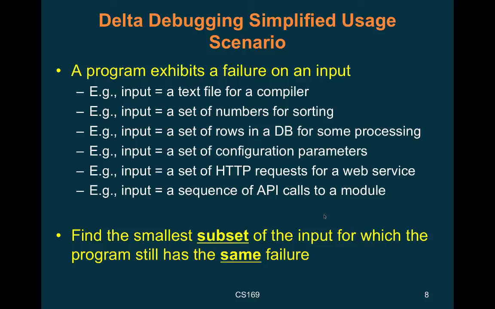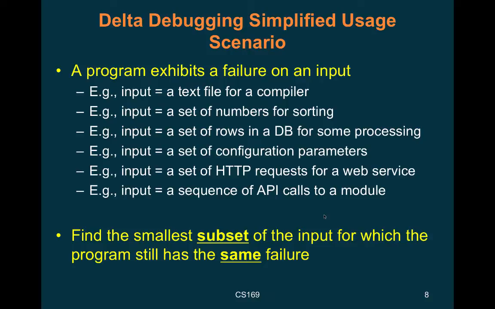A similar one, except you take the web out of the picture. You have a module, and you make a few calls to the API of the module, and the last one you make, it crashes. But it's not the last one by itself that makes it crash. It depends on a few of the others to create the right scenario. So the problem is, if you have one of these situations, find the smallest subset of the input for which the program still has the same failure.